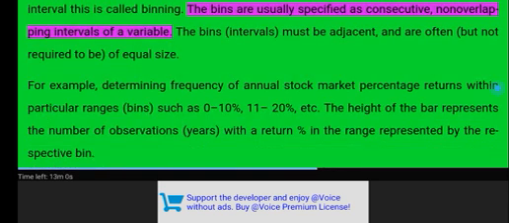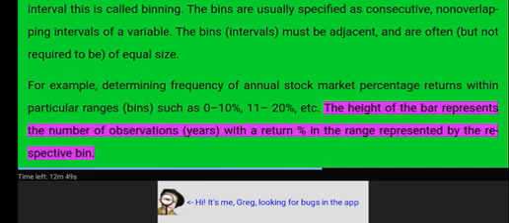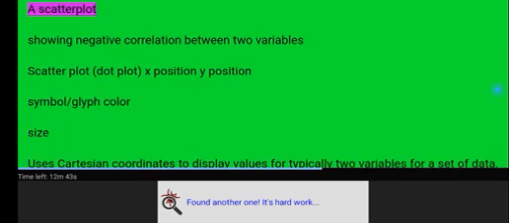The bins are usually specified as consecutive, non-overlapping intervals of a variable. The bin intervals must be adjacent, and are often but not required to be of equal size. For example, determining frequency of annual stock market percentage returns within particular ranges, bins such as 0-10%, 11-20%, etc. The height of the bar represents the number of observations, years, with a return percent in the range represented by the respective bin.